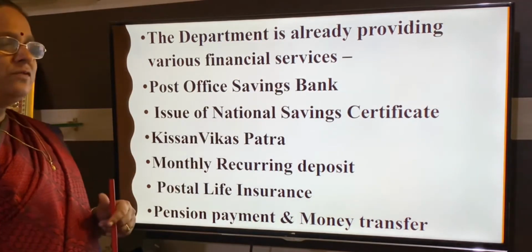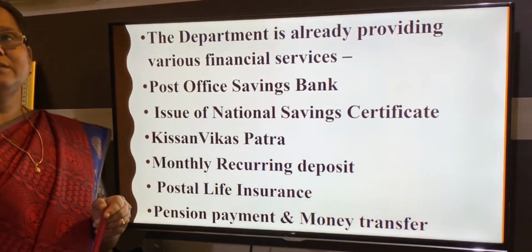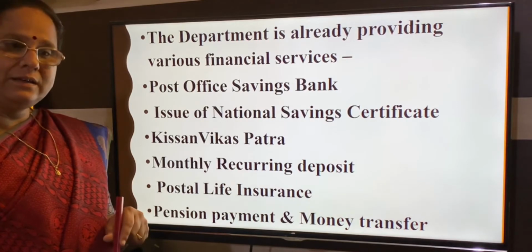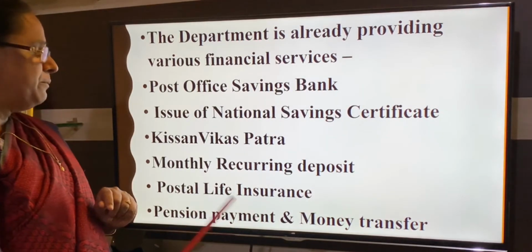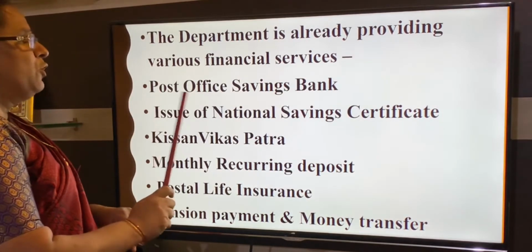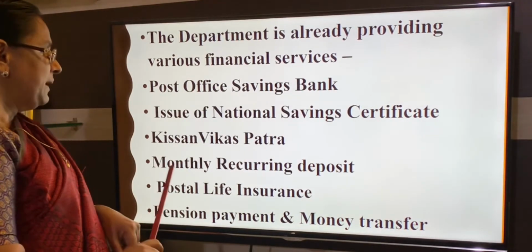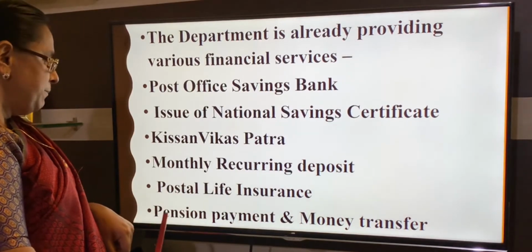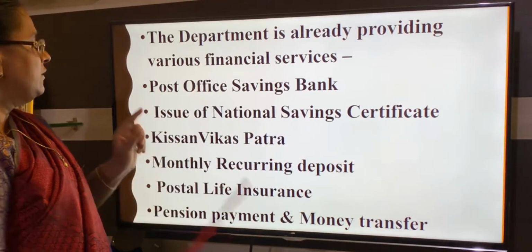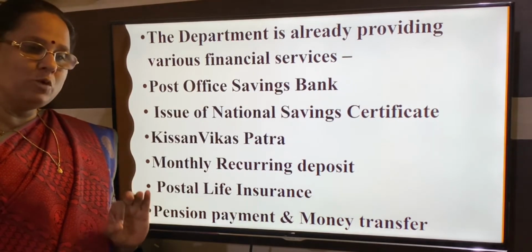Financial service. First one is Post Office Saving Bank. Next one is issue of National Savings Certificate, Kisan Vikas Patra, monthly recurring deposit, postal life insurance, pension payment and money transfer. So these are the services being rendered by the postal department. First one is Post Office Saving Bank. Second one, issue of National Savings Certificate, Kisan Vikas Patra, monthly recurring deposit, postal life insurance, pension payment and money transfer. So these are the services which are rendered by the post office. So remember, totally seven services rendered by the postal department.